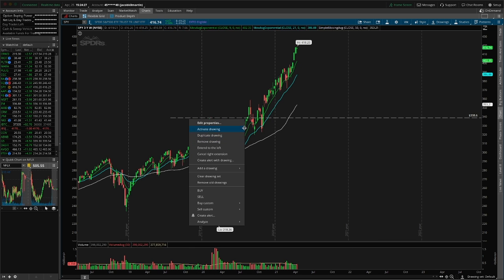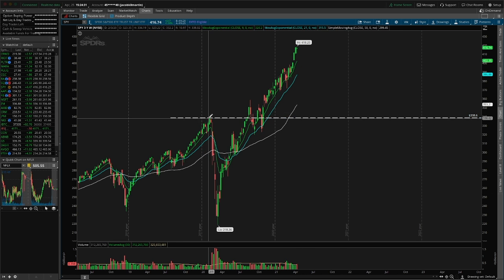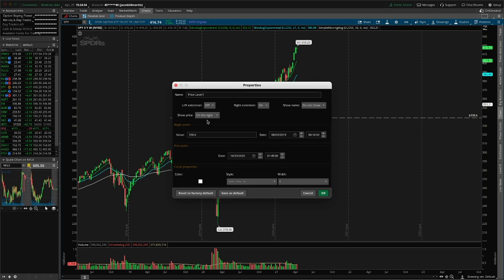And to get it to look the way I have it set up, edit properties. I have the left extension off. I have the color as white, the style as this kind of dotted line, and I have the width as 1. This is all personal preference. You can have it however you want. I do recommend that you keep the right extension on no matter what you really have.